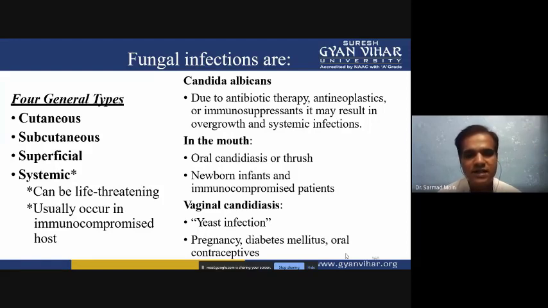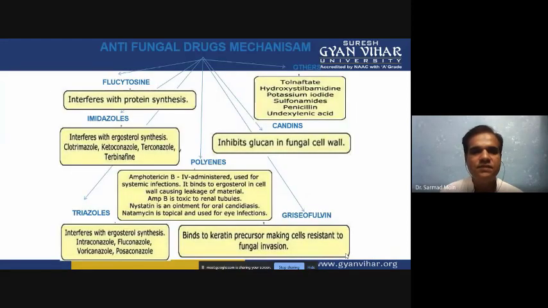Then vaginal candidiasis is also there, which is a type of yeast infection. Vaginal candidiasis mainly causes infection in pregnancy, diabetes mellitus, and with oral contraceptives. So here are the different types of antifungal drugs, and these antifungal drugs have different mechanisms.